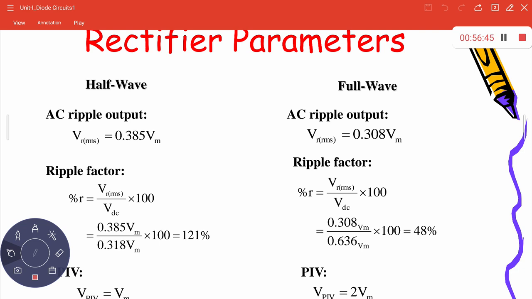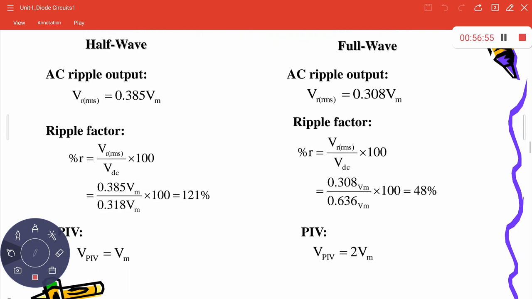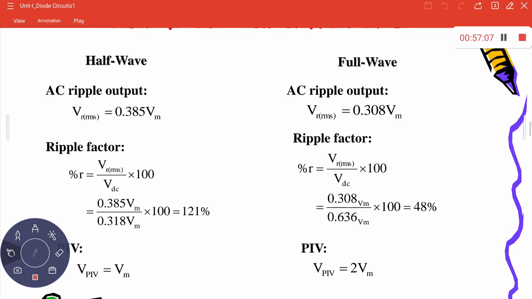It is only 48% for a full wave rectifier, but it is 121% for half wave rectifier. And the PIV value, for the center-tapped full wave, it is 2 Vm. If it is a bridge rectifier, then it should be Vm, and here it is Vm. Okay, that is the summary. 0.308 Vm.